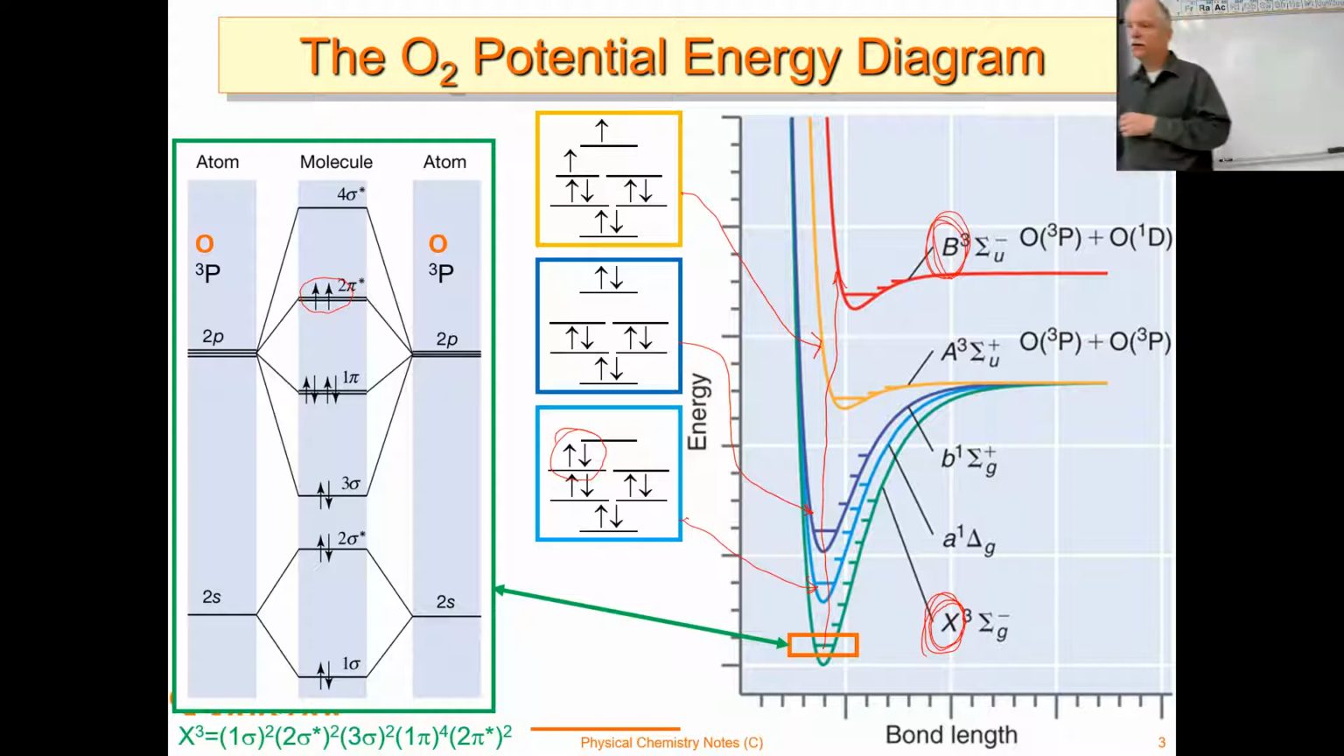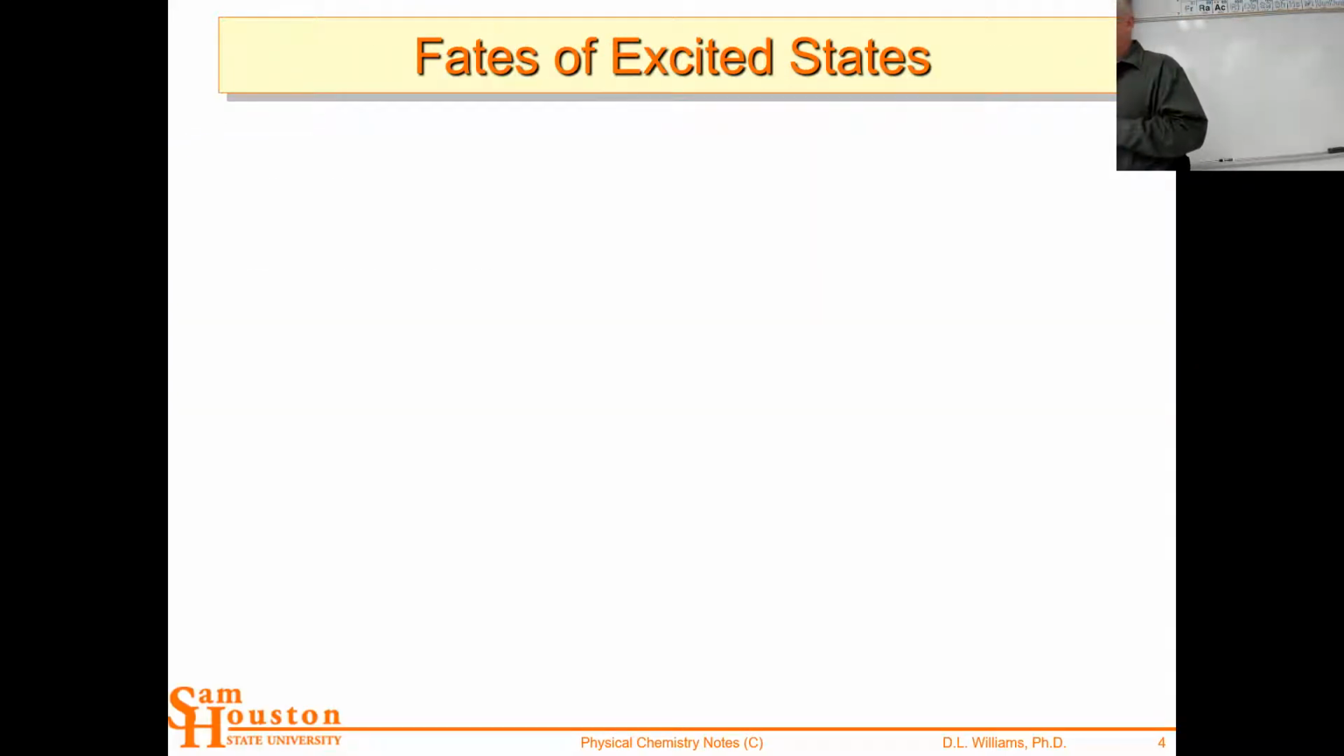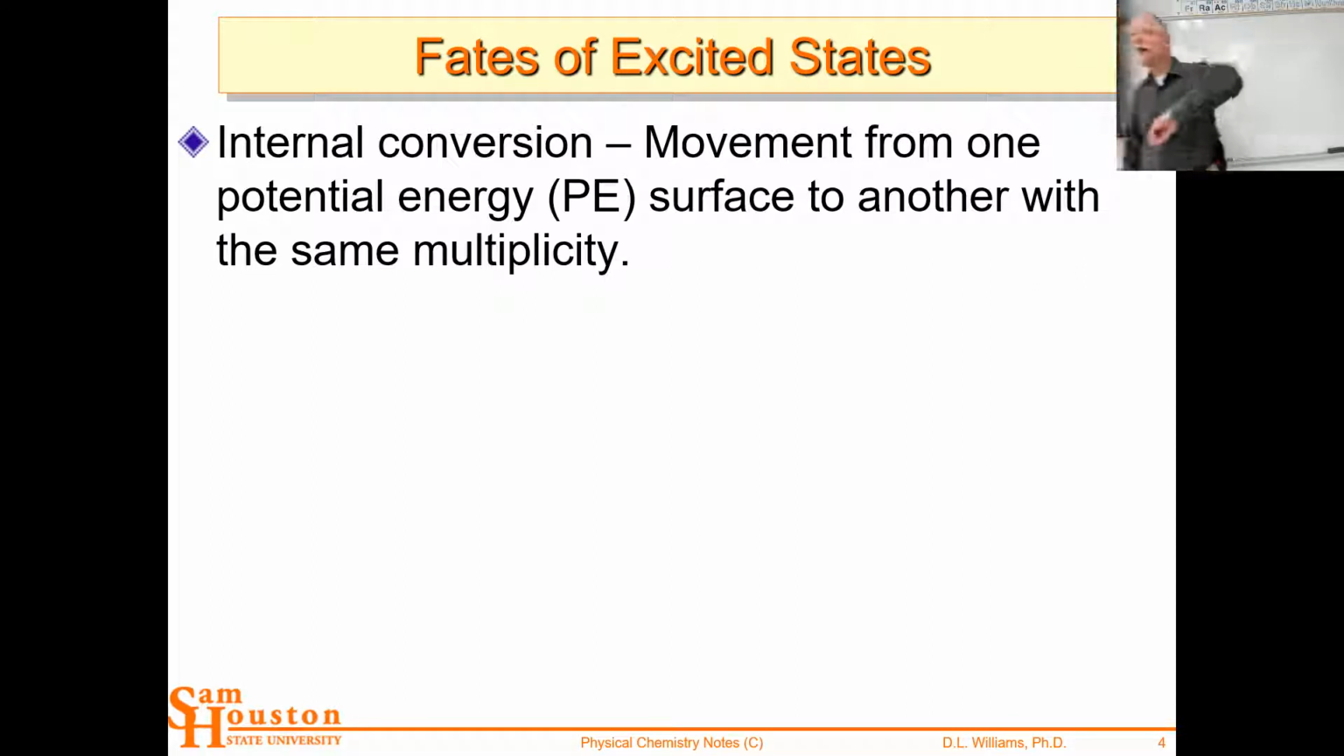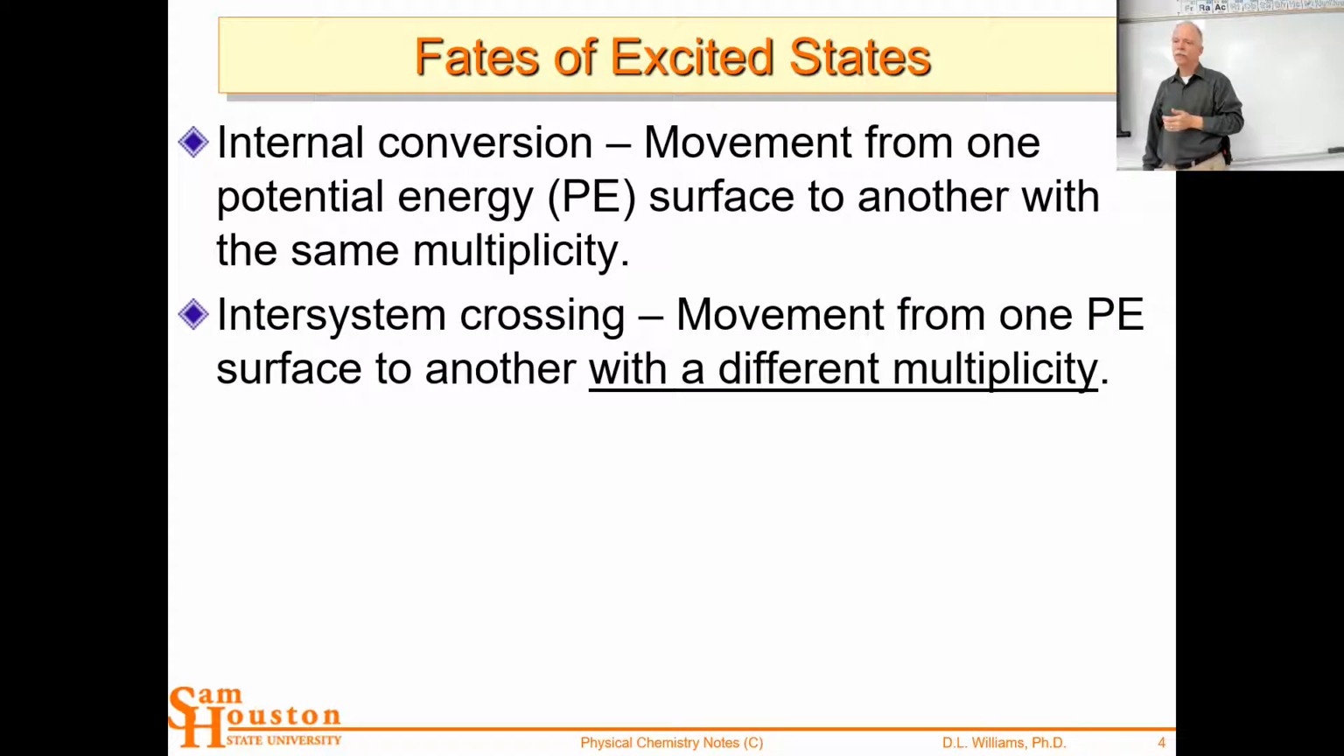All right. Good question. So let's look now. We've excited the molecule, and what happens to it? Those excited states are going to do something. We call those the fates of the excited states. They can move from one potential energy surface to another with the same multiplicity, and they can do that very easily and very quickly. That's called internal conversion.